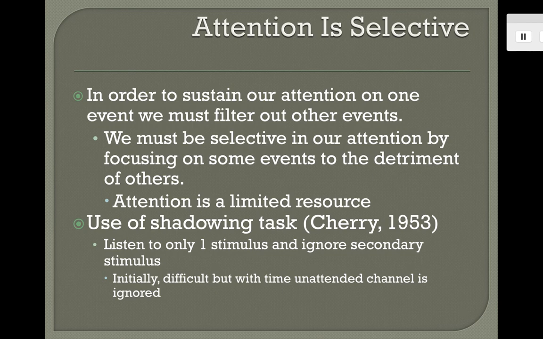Cherry, back in the 1950s, did a very important research study for us in which he used what was called the shadowing task. The shadowing task essentially looked at this idea: if we're having a conversation and we have stimuli coming in from one auditory side, for instance your right side, and then we still have auditory stimuli coming in from your left side, are you able to process information from both, or are you able to filter out and ignore the stimuli coming in from the second one? What we find is that at the initial points, it's quite a difficult task and it takes quite a bit of time to learn to ignore the other stimulus, but it is possible.